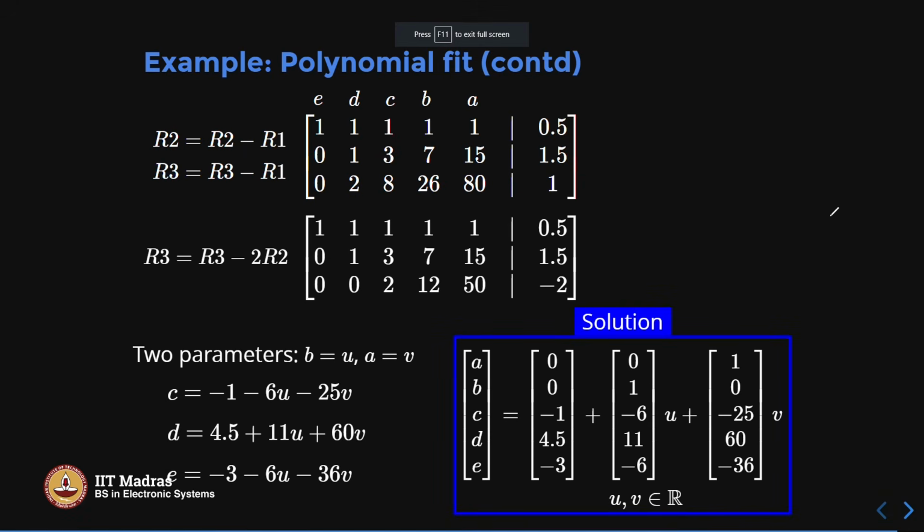For every possible value of a, b, c, d, e that I picked here, the polynomial curve is indeed passing through the 3 points I wanted it to pass. Okay, so we've done the polynomial fit carefully.